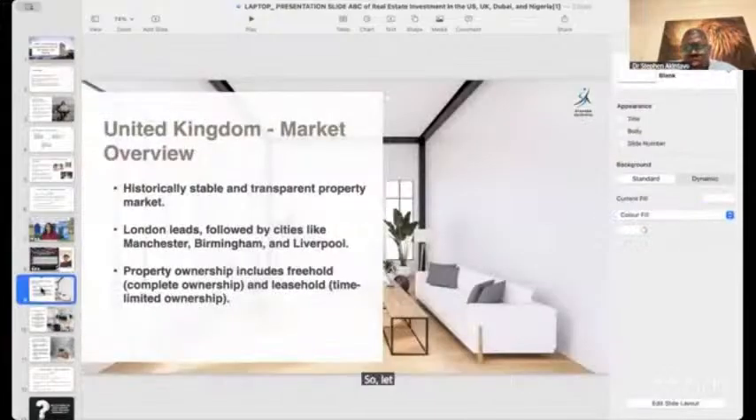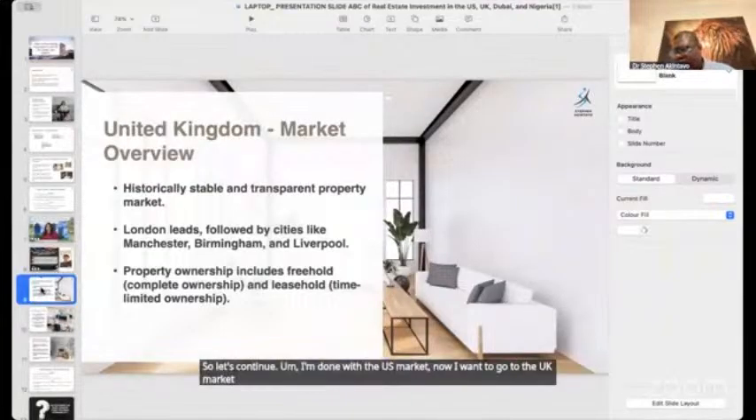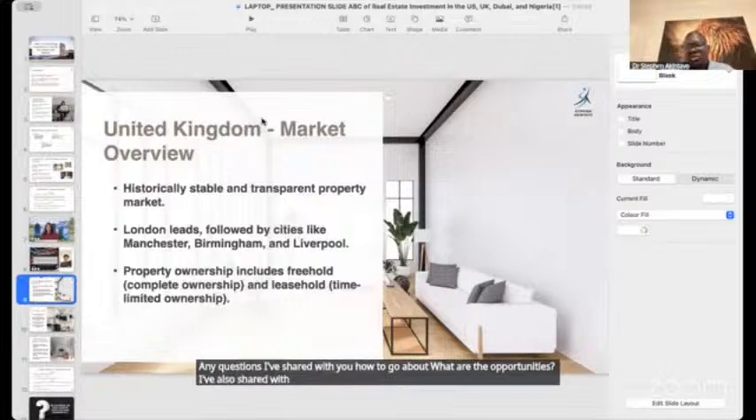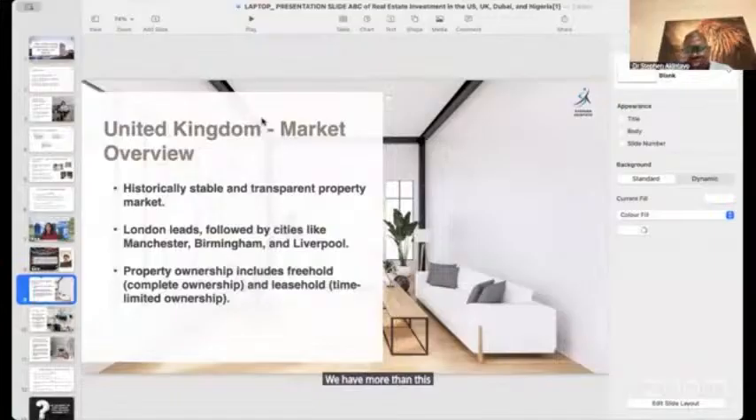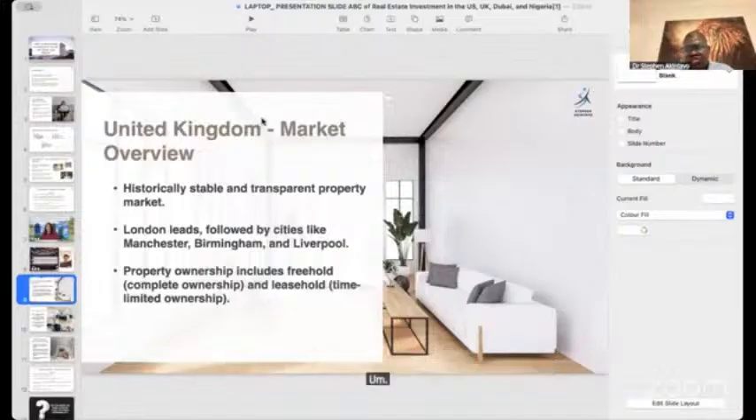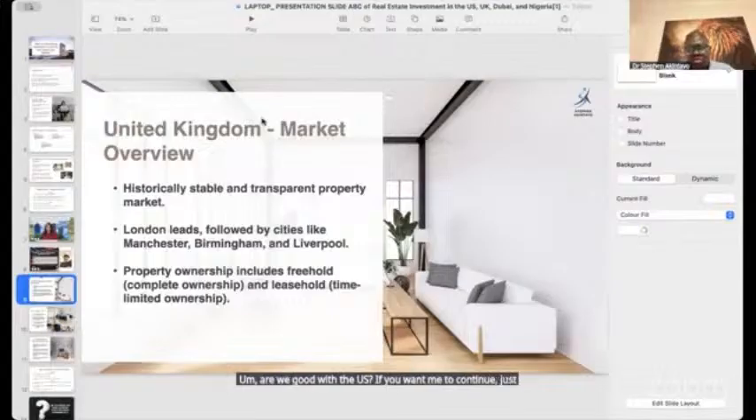So let's continue. I'm done with the US market. Now I want to go to the UK market. But I want to ask for any question before I get to the UK market. Any questions about the US market? I've shared with you how to go about it and some of the opportunities we have for you in the US. We have more than this, but I'm just sharing these as examples so that I don't take too much of our time today. Are we good with the US? If you want me to continue, just type continue so that I can move to the UK market.